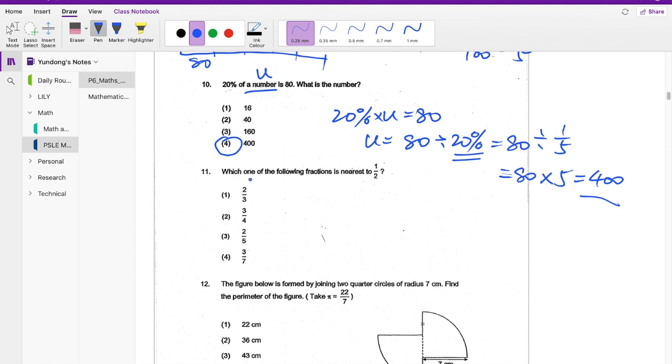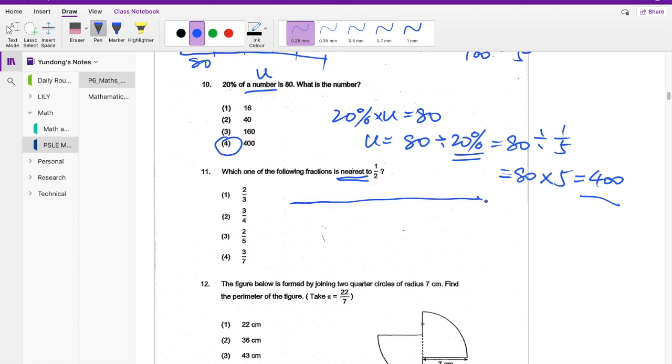Okay, let's see 11. Which one of the following fractions is nearest to 1/2? This question is a bit challenging. What does "nearest" mean here? Nearest means that it can be greater than 1/2 or smaller than 1/2, but it needs to be close to it.